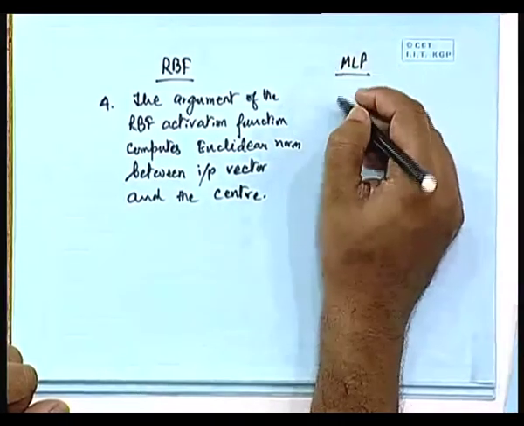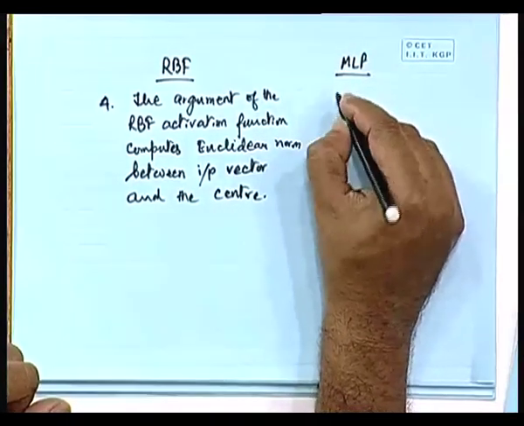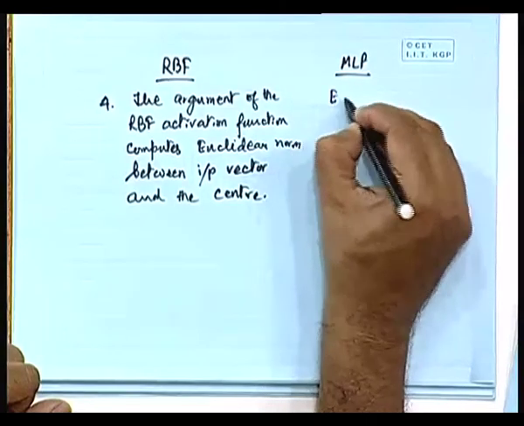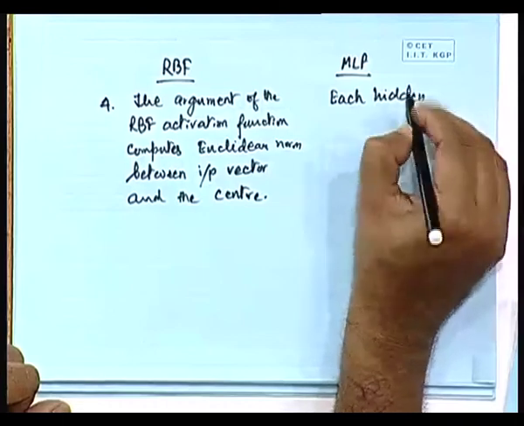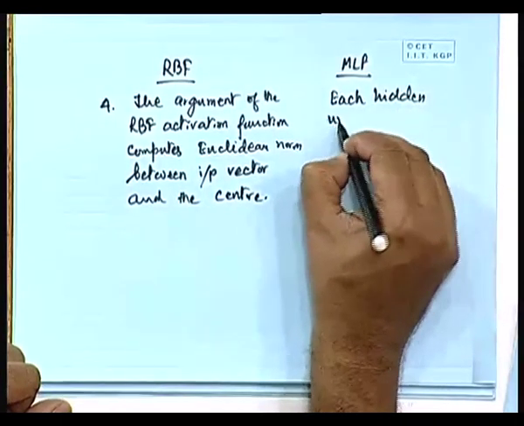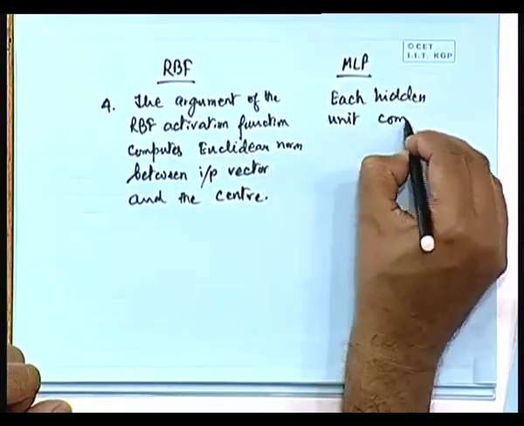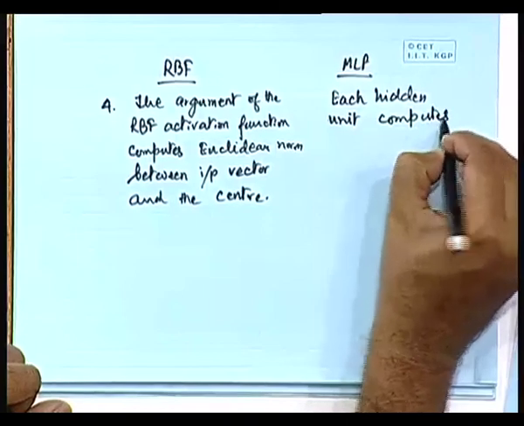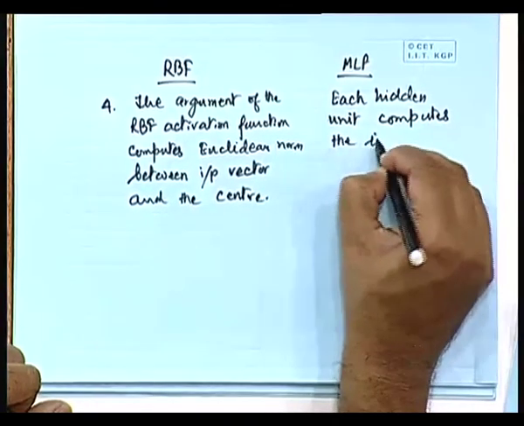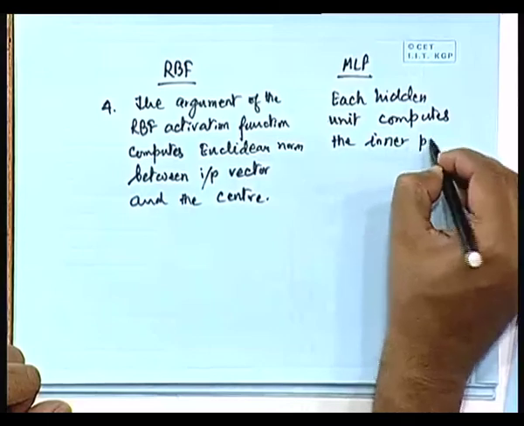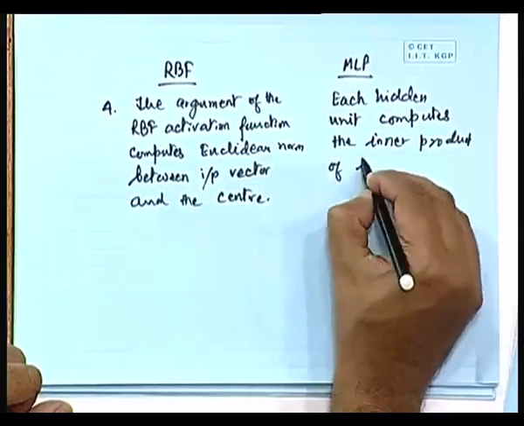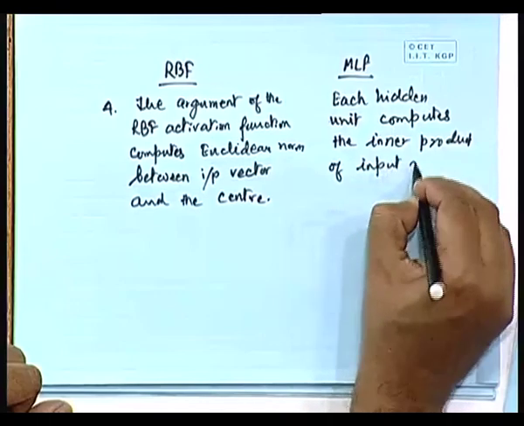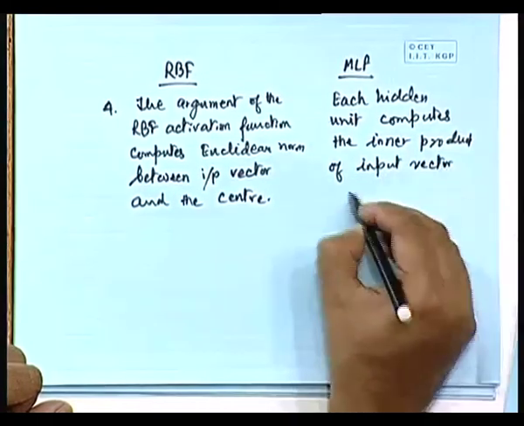whereas in the case of multilayered perceptron, okay, each hidden unit computes the inner product of what? Input vector and synaptic weights.